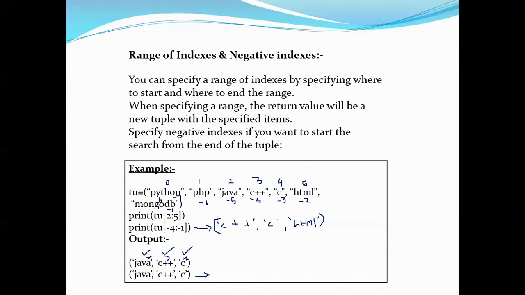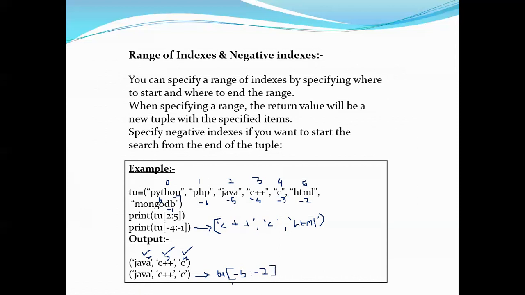What will I do to get this output Java, C++, C? I just need to do tu of, right? I need to access from Java, so I will say -5 colon, that is the slicing operation, up to C I need to get. So C is at -3. Then I need to proceed with -2, so -2 will not be considered. So I'll get Java, C++, and C, right?